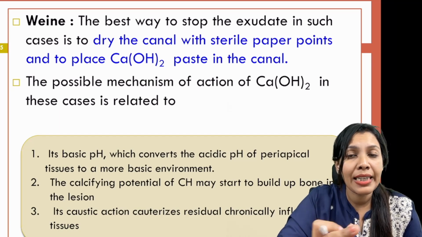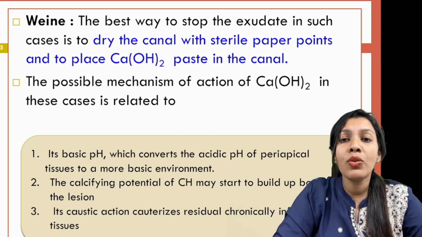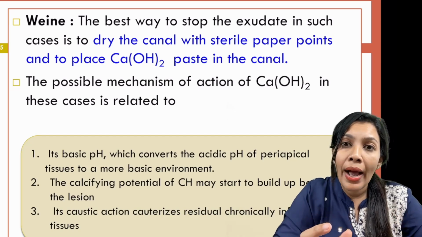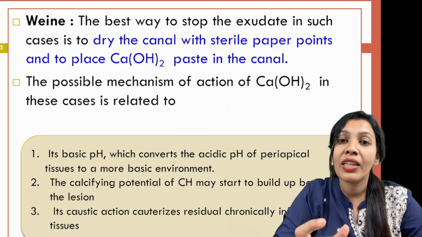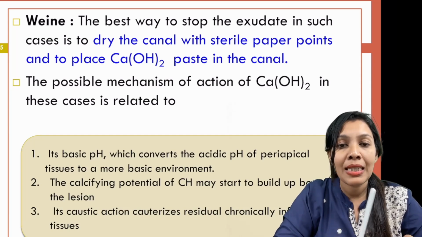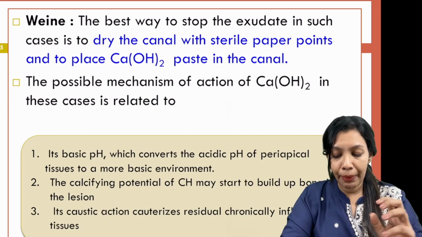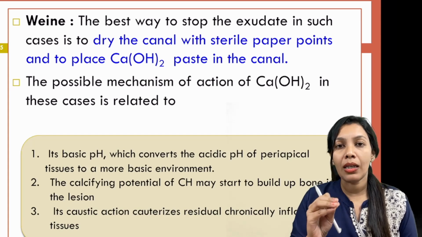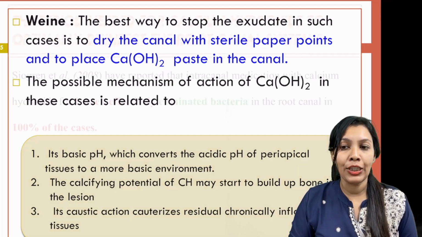That is because, as I said earlier, calcium hydroxide has a pH of 12.8, a high pH. The inflamed periapical tissue is always acidic. So this OH group, the alkaline group, neutralizes the acidic condition in the periapical area. That is the first mechanism. Second, the calcifying potential of calcium hydroxide. It builds up a bone-like structure around the lesion, thus preventing the weeping of the canal. Third, they have the capacity to cauterize. Because it is highly alkaline, it cauterizes the chronically inflamed tissue.